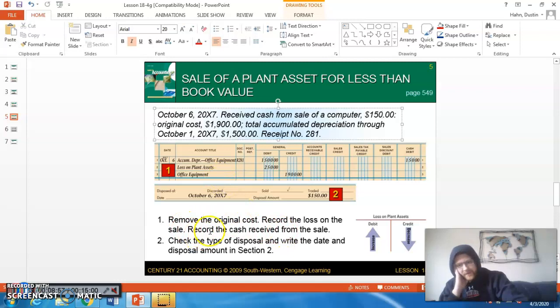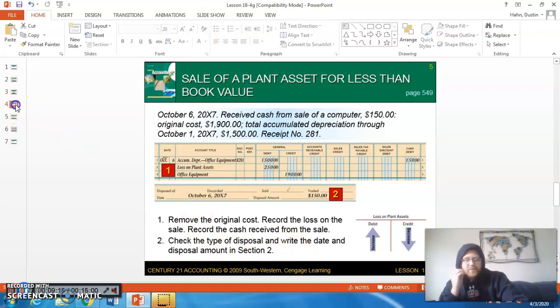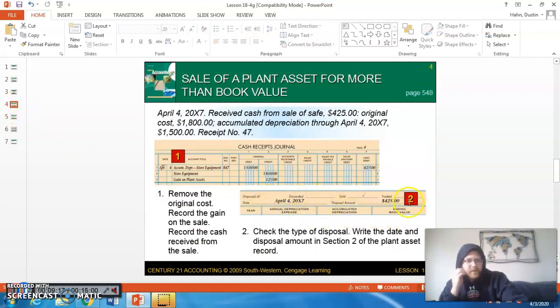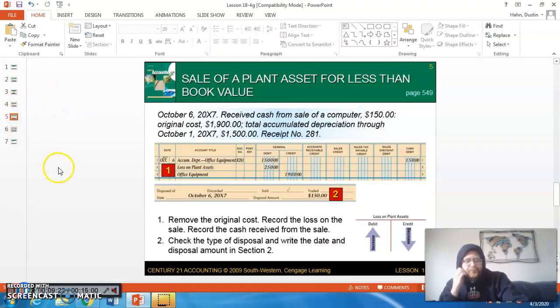So step 1, remove the original cost, which is what we just did, that 1,900. Record the loss on the sale. Right there's your loss. Record the cash received from the sale. Right there's your cash that you received. Check the type of disposal and write the date and disposal amount. So this would be referring to this section. You sold it, and it would be that section there. This is where you look to see if you made money or you lost money on this asset.